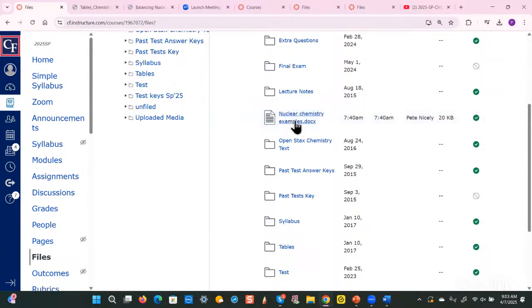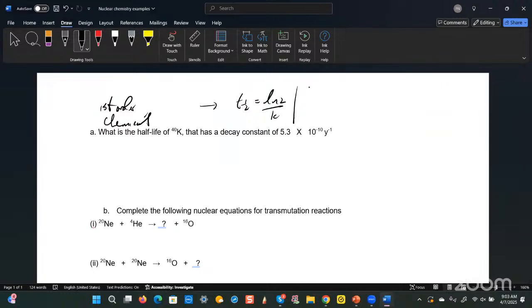All right, okay, good. Let me go back to the example here. In the case of a nuclear reaction, the half-life would be equal to ln2 over lambda. Remember, lambda is a decay constant. So this is for nuclear decay. To answer this question, what is the half-life of potassium-40 that has a decay constant of 5.3 times 10 to the minus 10 years to the minus 1? Then the half-life would be equal to ln2 divided by 5.3 times 10 to the minus 10 years to the minus 1.